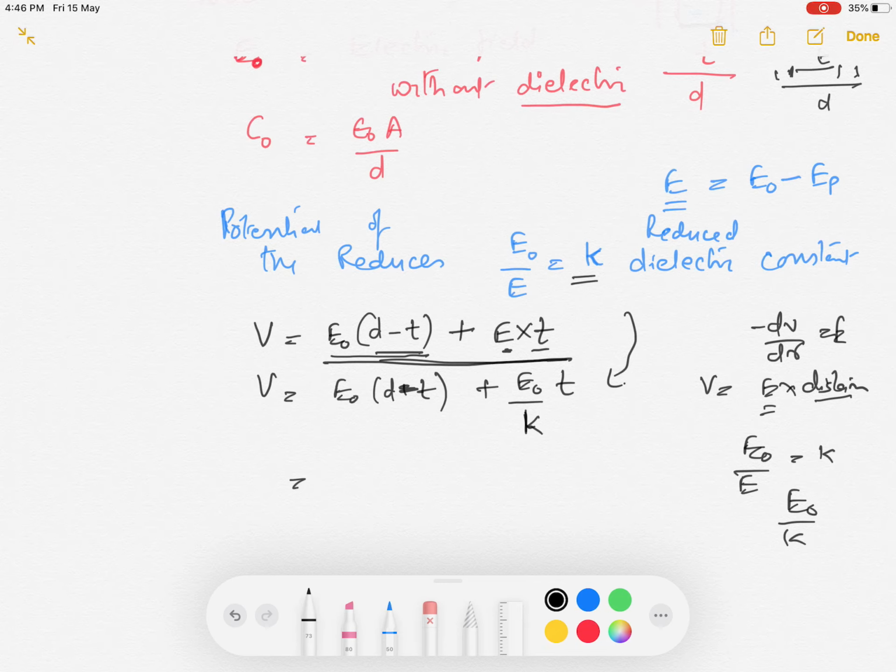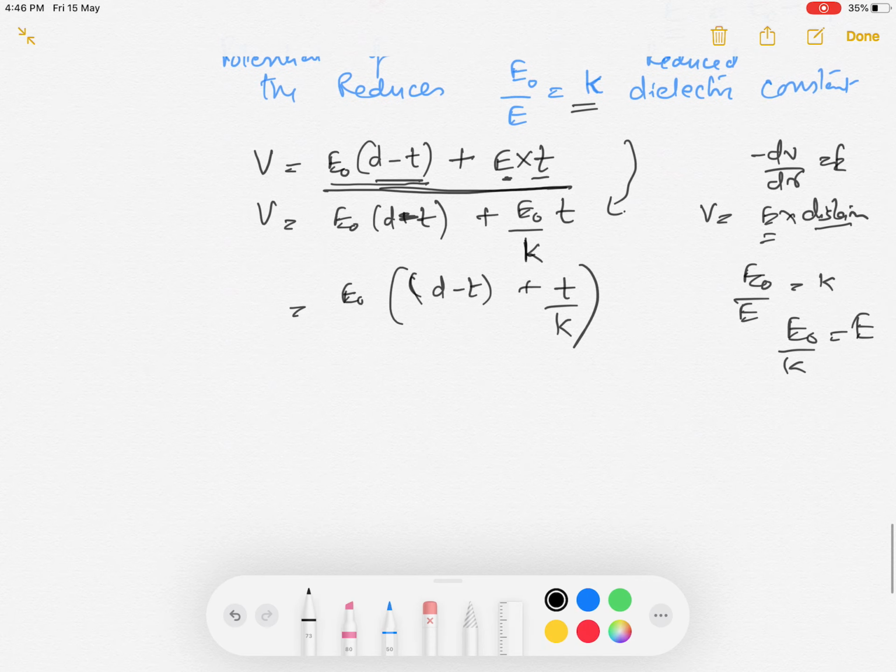is equal to E. This value you can place over here, you will get this much. E0 can be taken as common: d minus t plus t upon k. Okay, this much is clear to you. This is the potential. Now one more thing, you know that E0 is sigma upon epsilon 0.